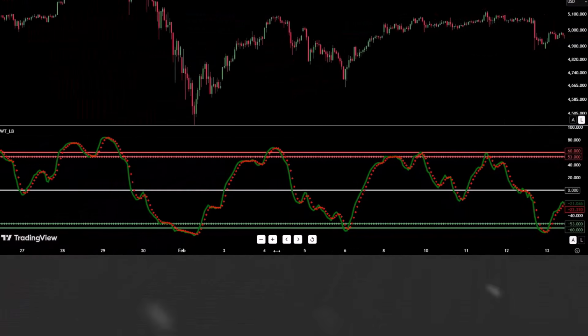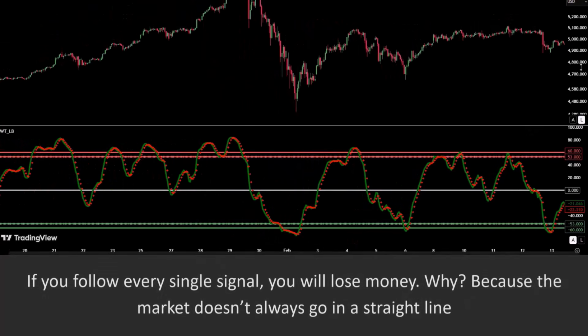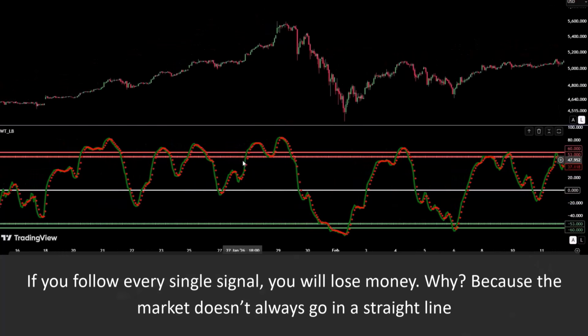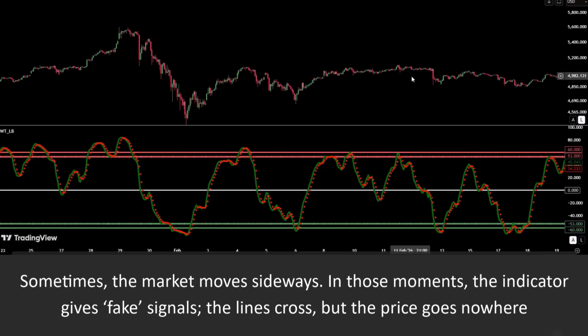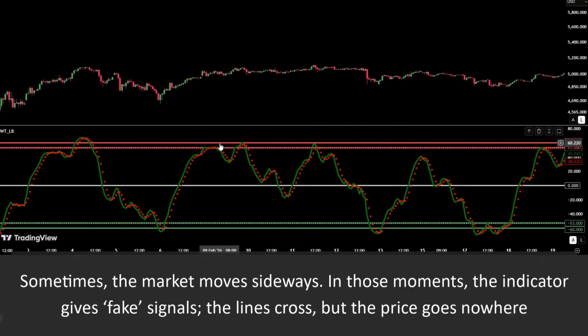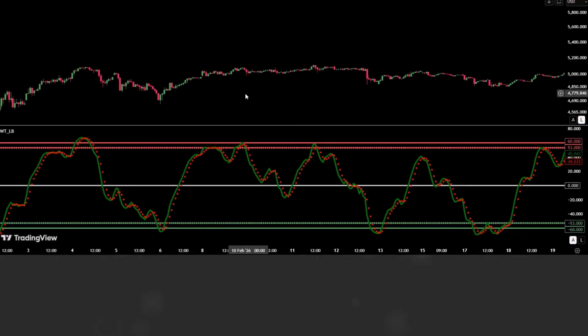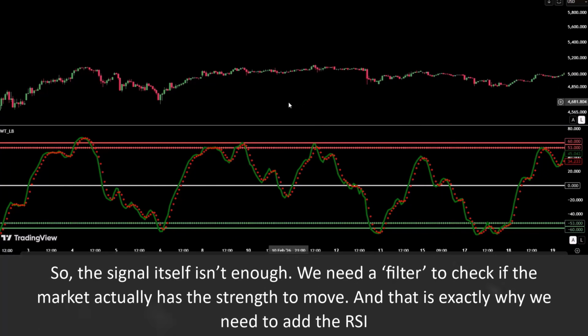Sounds easy, right? But here's the trap. If you follow every single signal, you will lose money. Why? Because the market doesn't always go in a straight line. Sometimes the market moves sideways. In those moments, the indicator gives fake signals. The lines cross, but the price goes nowhere. So, the signal itself isn't enough. We need a filter to check if the market actually has the strength to move. And that's exactly why we need to add the RSI.